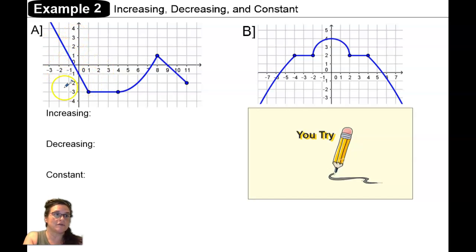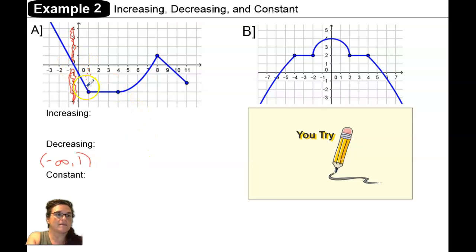So if you tend to get mixed up about which ones to look at, you could always cross off these y values so you don't get distracted by them, and then we can start reading our graph from left to right. So starting at negative infinity in the x direction, here we see the graph is decreasing until I reach x equals positive 1. So from negative infinity to positive 1, we have a decreasing interval.